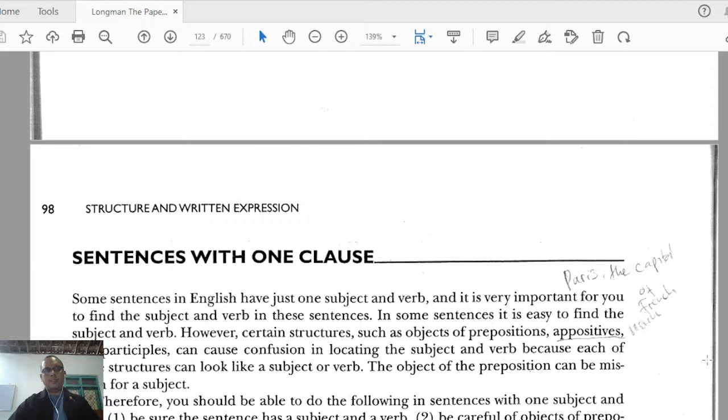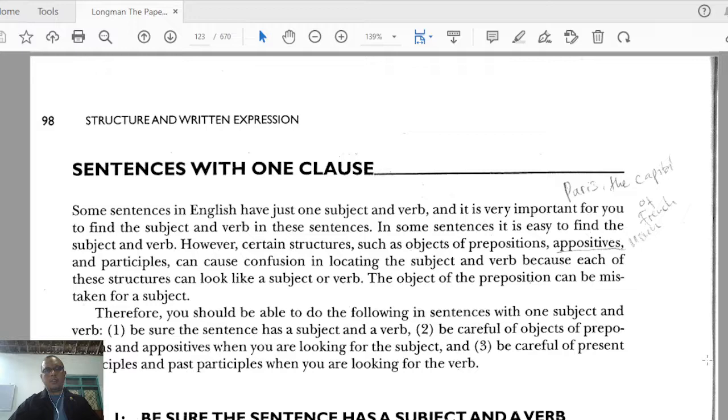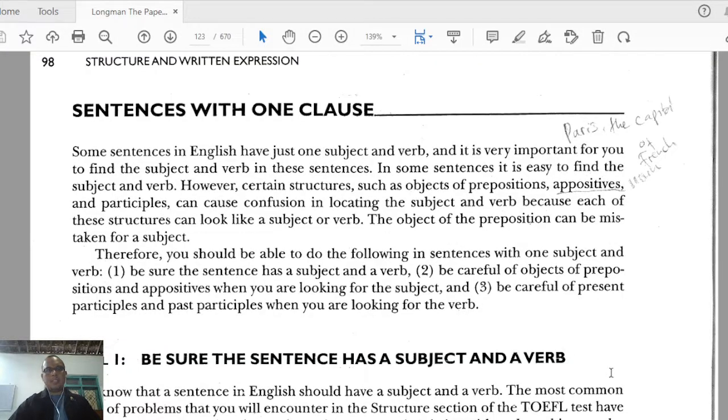So we have here sentences with one clause. Some sentences in English have just one subject and verb, and it's very important for you to find the subject and verb in these sentences. In some sentences, it is easy to find the subject and verb. However, certain structures, such as object of preposition, possessive, and participle, can cause confusion in locating the subject and verb, because each of these structures can look like a subject or a verb.